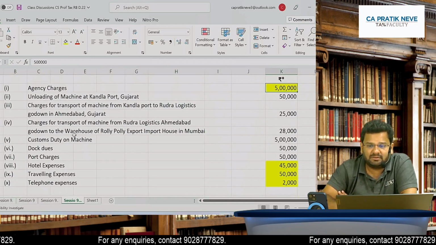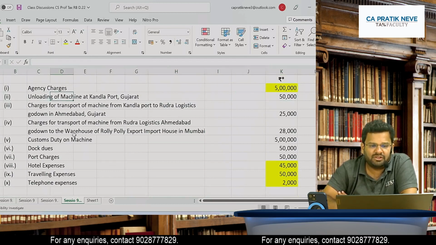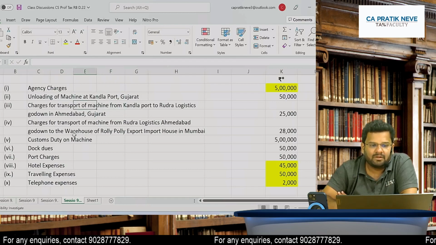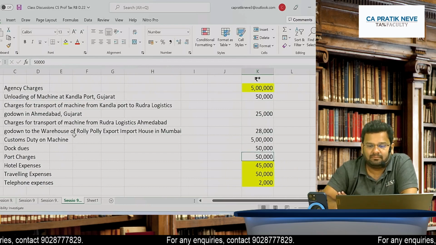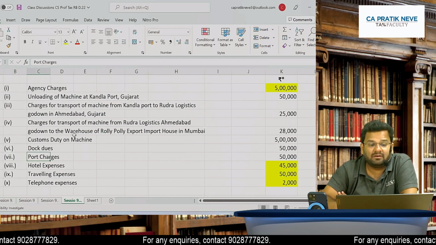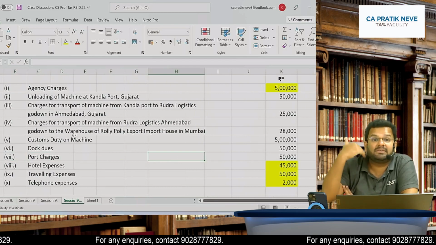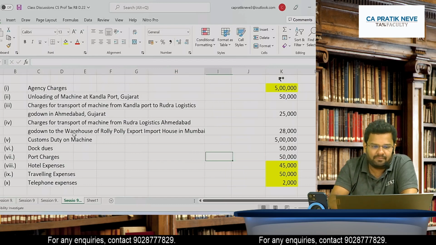Agency charges is 5 lakh. Unloading of machine at Kandla Port, Gujarat. So what I have kept like this is incurred as agency charges, is incurred as pure agent and is recovered.